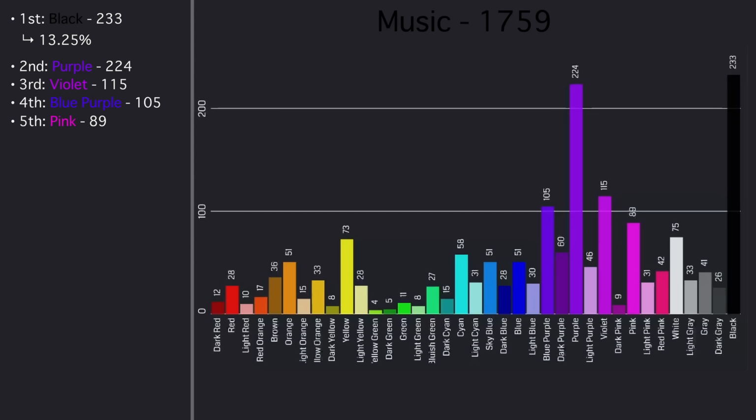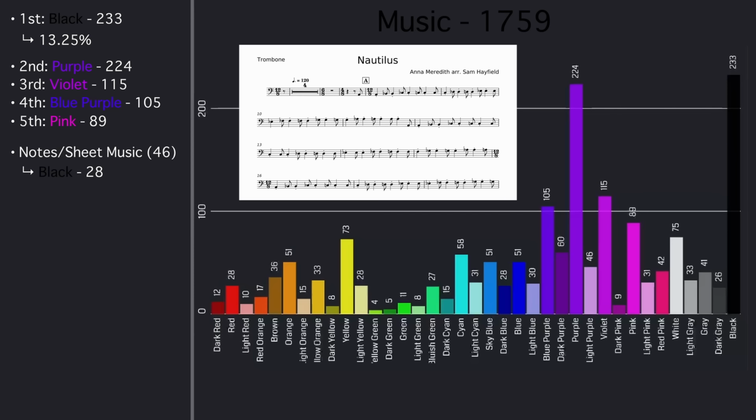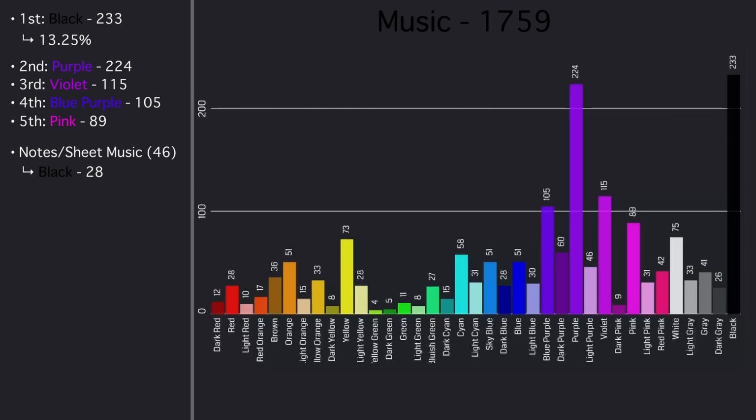The most common reason that people gave for black was that musical notes are written in black, which is really fascinating that this impacted music so hard, considering all other subjects are also written in black text, but it stood out for music much more. Other much less common reasons for black were music stands, instrument cases, and piano keys.